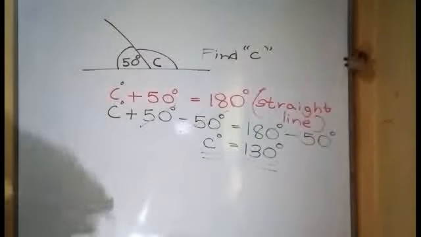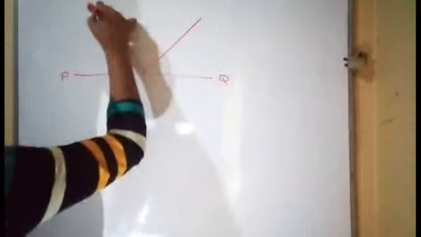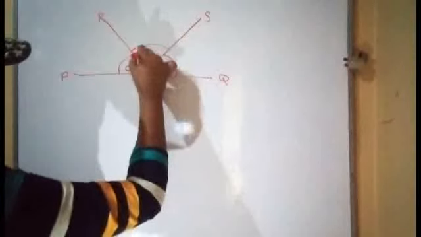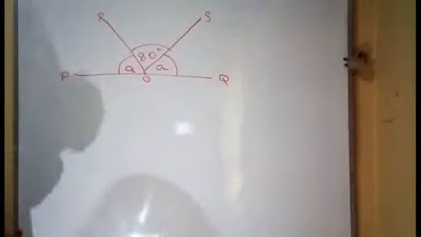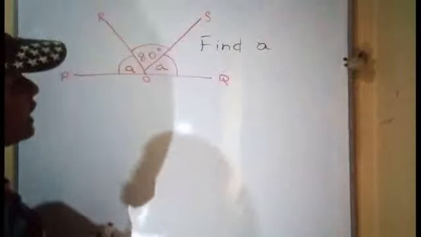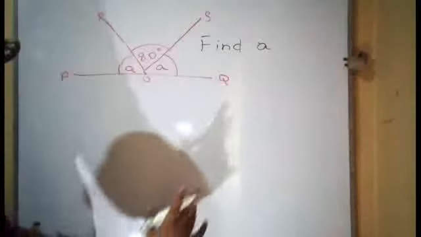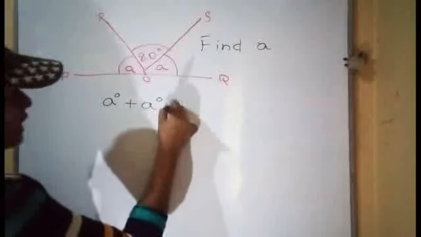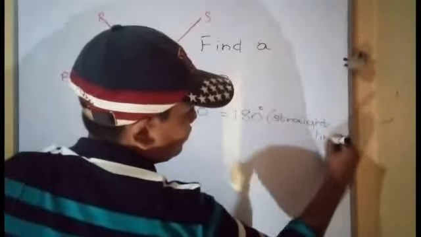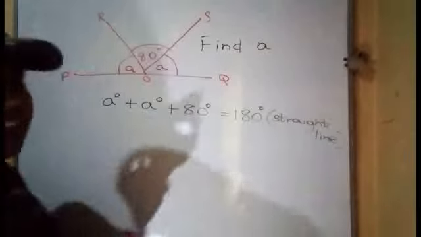Okay, let's move to the next question. Now you have a question like this, and this is line PQ, RS, and this is A and 80. Now you want to find A, the A value first. That means we write the same way: A plus A plus 80 equals 180, straight line.